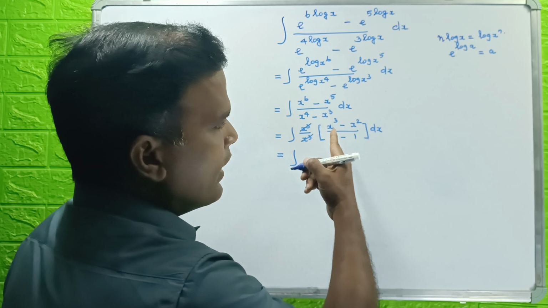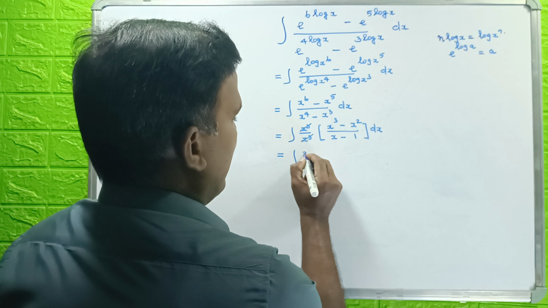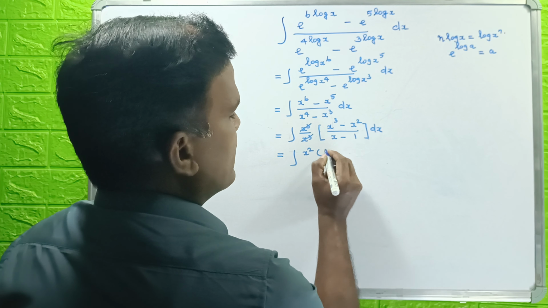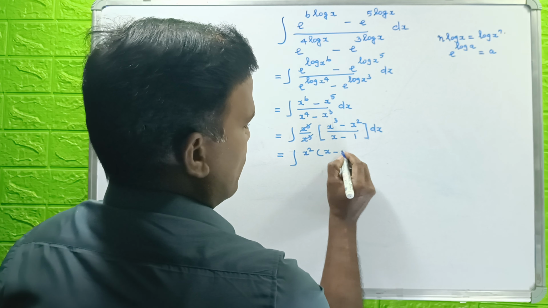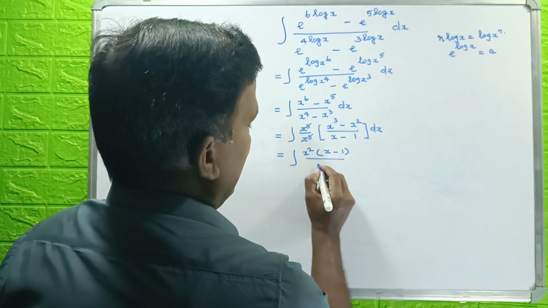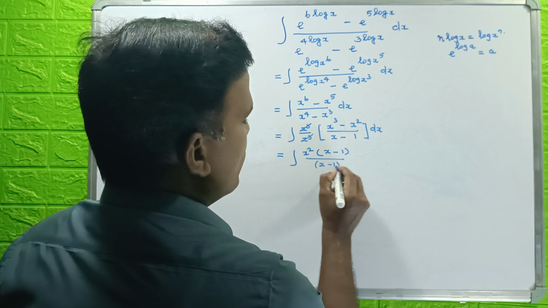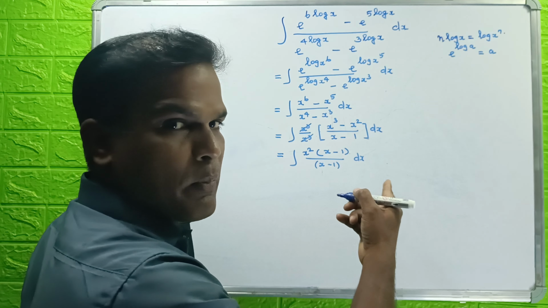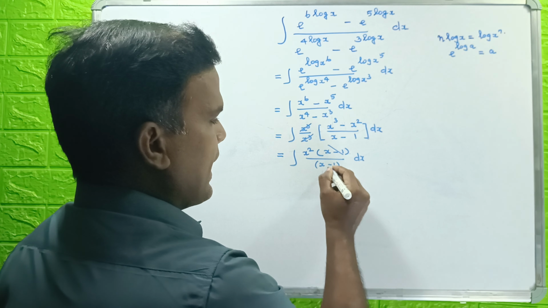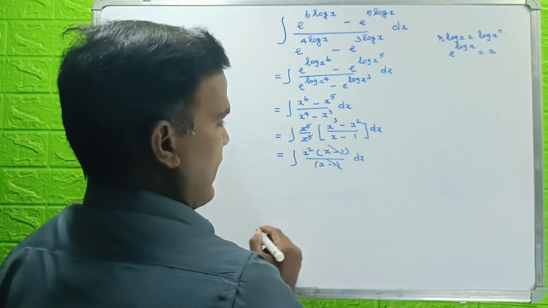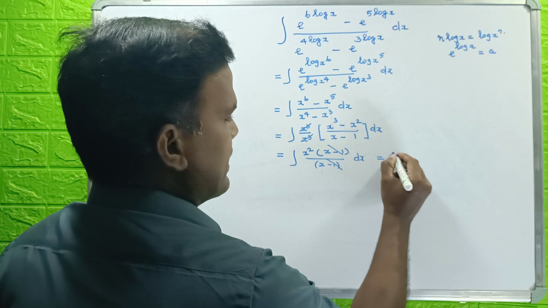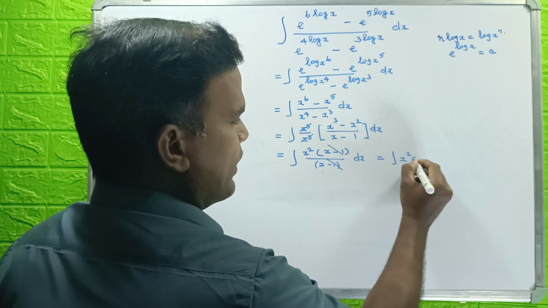You take x square outside from the numerator. So, x square into x minus 1, divided by x minus 1. In numerator and denominator, we have x minus 1 common. So, cancel this x minus 1 and x minus 1. So, what we will get? Integral x square into dx.